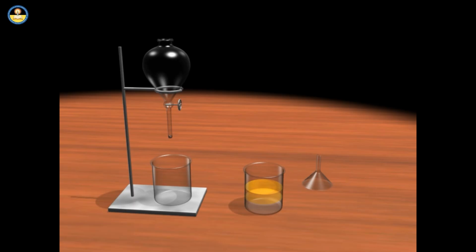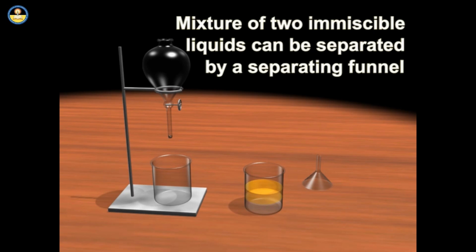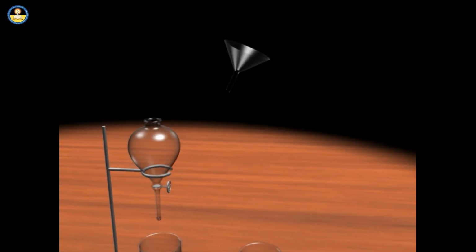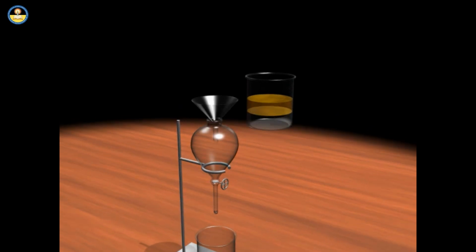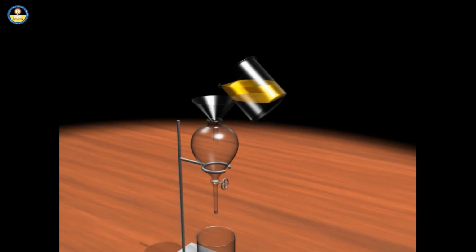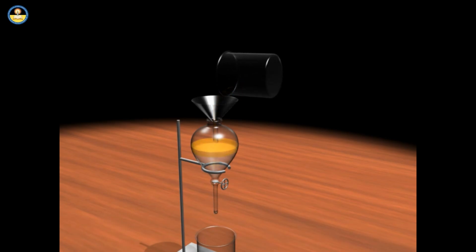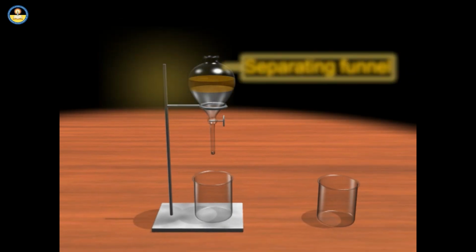Let us now learn how to separate a mixture of oil and water with the help of a simple apparatus called separating funnel. Oil and water do not mix well with each other. If this mixture is put in a separating funnel, and kept undisturbed for some time, what do we find?